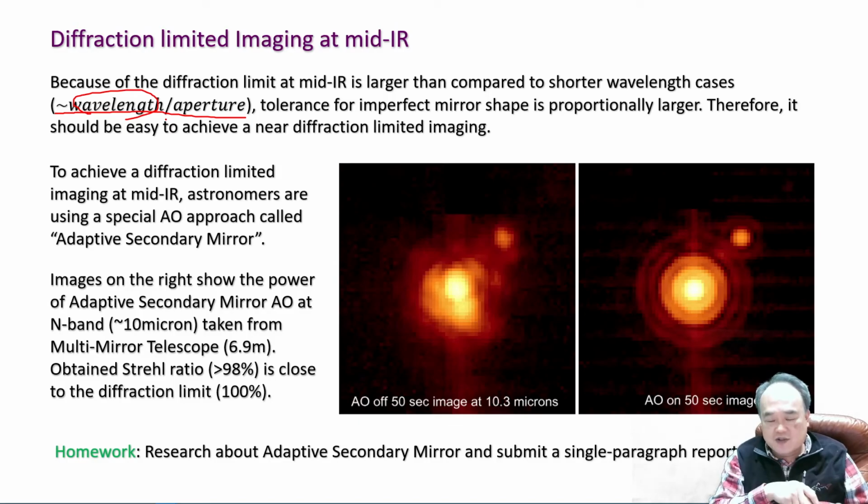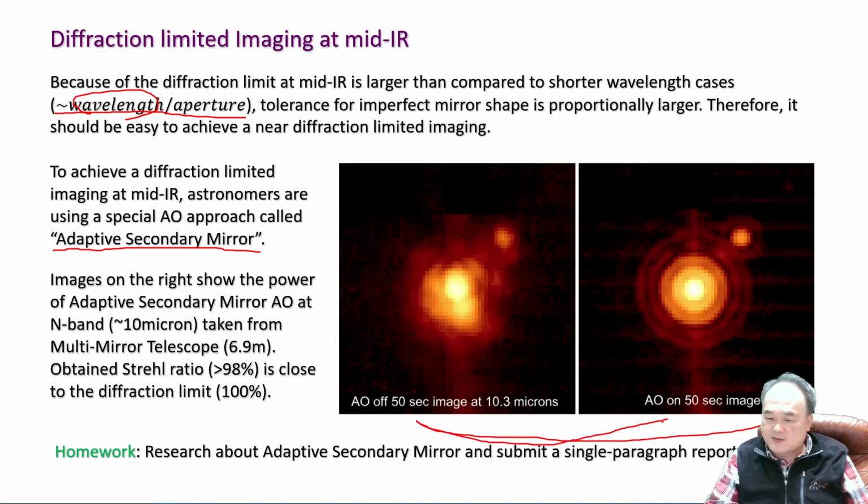So how do you achieve near diffraction limited imaging capability while still subtracting this huge glowing of the background radiation at mid-infrared? It is a new, very clever design using the so-called adaptive secondary mirror. Okay, so the two images are an example of using the adaptive secondary mirror. Without turning on this adaptive secondary mirror, that's the image on the left.